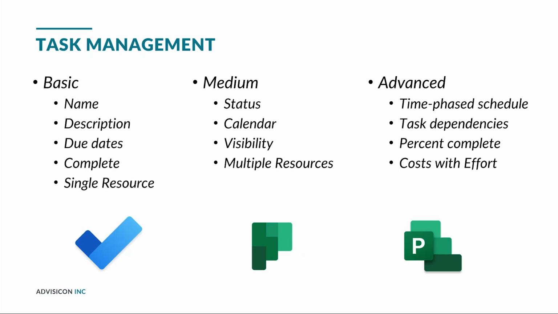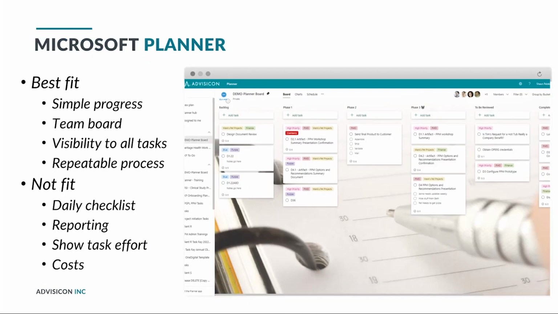That's where Planner shines really well. This is the right fit, not too hot, not too cold, but just right, Goldilocks. So the right tool for the right tasks. So consider that when you are building your task list, which tasks might fit best. So what is the best fit for Microsoft Planner? Simple progress, okay? Not effort-driven, not cost-associated, just a simple progress. If you want a team board, you want to see everyone's tasks and progress, that's helpful.